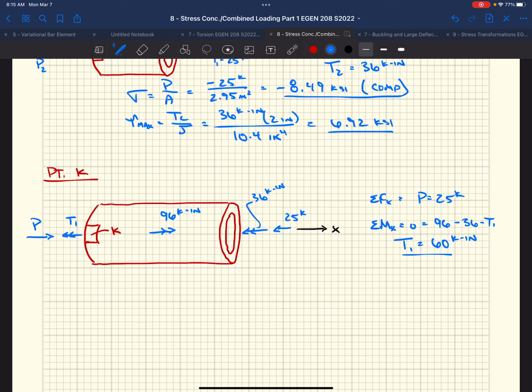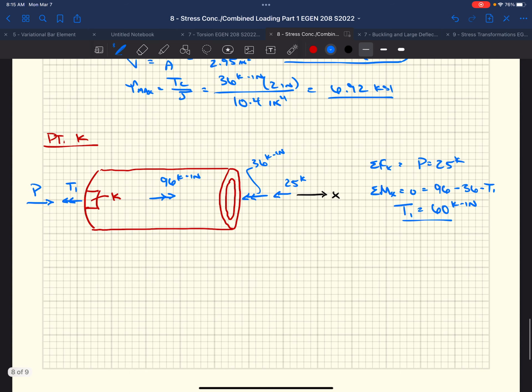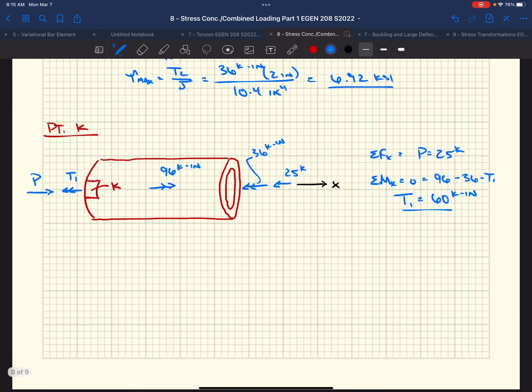It's positive. So what does that mean? That means I guessed it in the right direction, right? So it actually acts in this direction. Its magnitude is 60 kip inches. All right. So now we have an axial force, right? P of 25 kips. We know it's acting towards the surface, so it's negative. It's in compression. The area didn't change. So from point H to point K, the stress did not change, right? So we still have negative 8.49 KSI, or in other words, this is in compression.